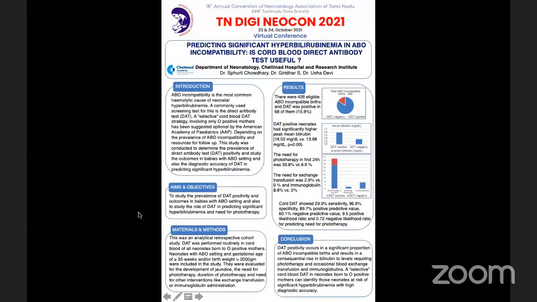The conclusion was derived that DAT positivity occurs in a significant proportion of ABO incompatible births, and routine cord blood DAT testing in high-risk newborns like babies born to O-positive mothers can identify these high-risk neonates early with high diagnostic accuracy, and hence early intervention can be initiated.